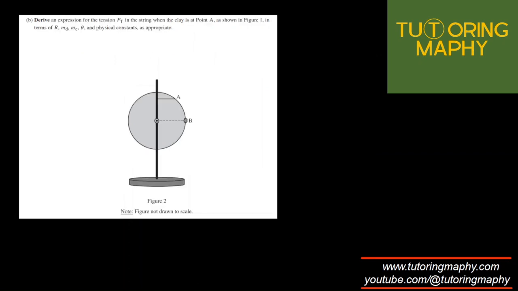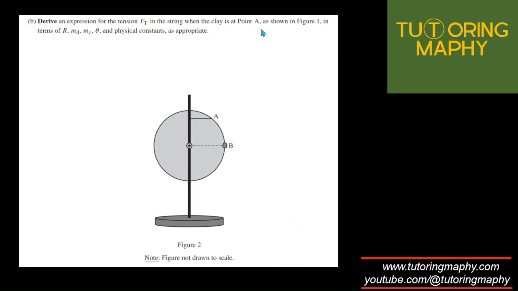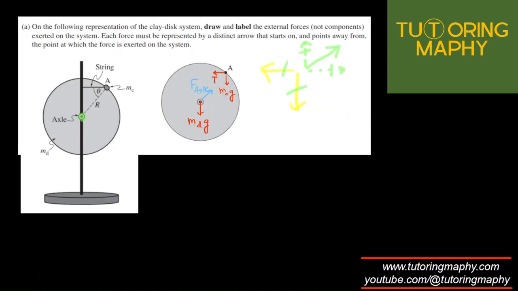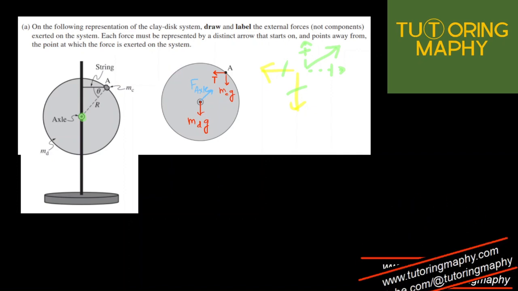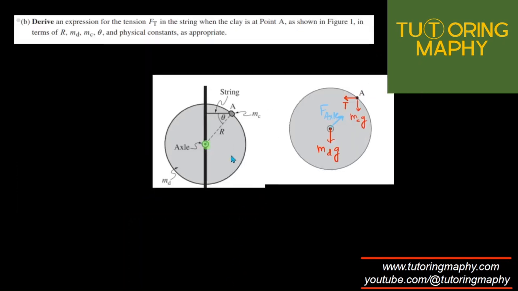The next question is: derive an expression for the tension in the string when the clay is at point A, in terms of the given quantities and physical constants. The figure 2 is not a part of it, so let me remove it. I think I'm going to borrow this figure, both of these figures. This is going to be helpful for me.